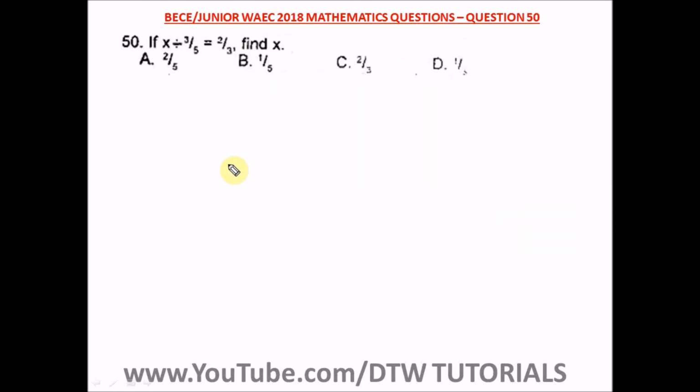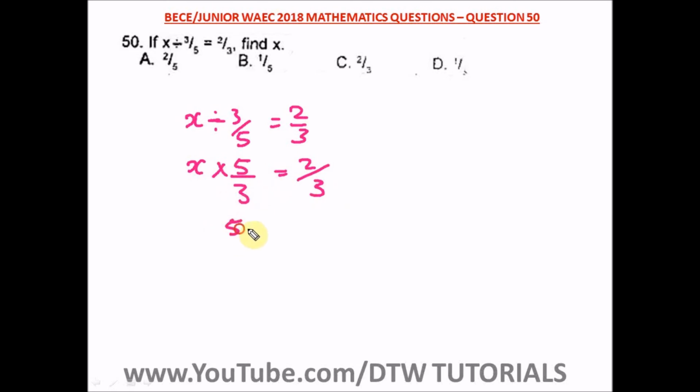Question 50 of the BECE Junior WAEC 2018 Mathematics Past Question. That's your OBJ question 50. It says if x divided by 3 over 5 is equal to 2 over 3, find x. Now from here, converting your division to multiplication, this would invert. So we have x times 5 over 3 is equal to 2 over 3.